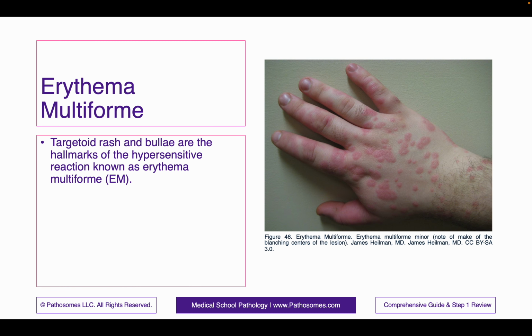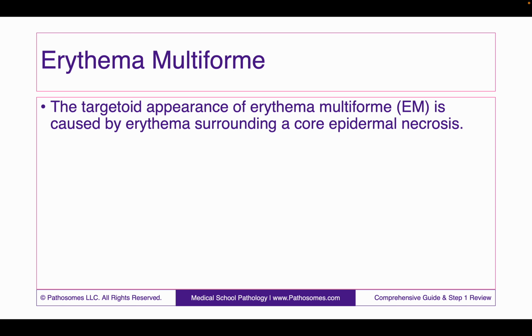Now let's talk about another important condition, erythema multiforme. Targetoid rash and bullae are the hallmarks of the hypersensitive reaction known as erythema multiforme. To the right here, we can see a picture of a patient's hand with erythema multiforme. The targetoid appearance of erythema multiforme is caused by erythema surrounding a core epidermal necrosis.